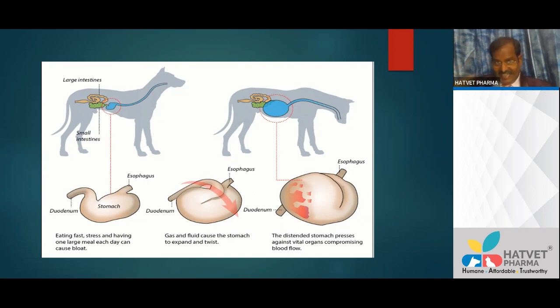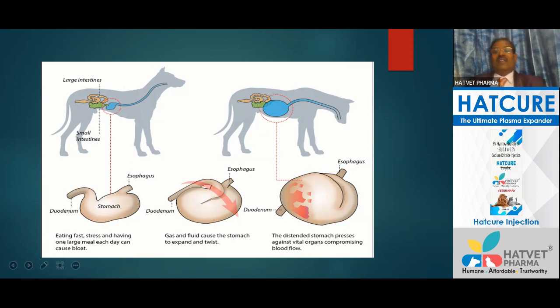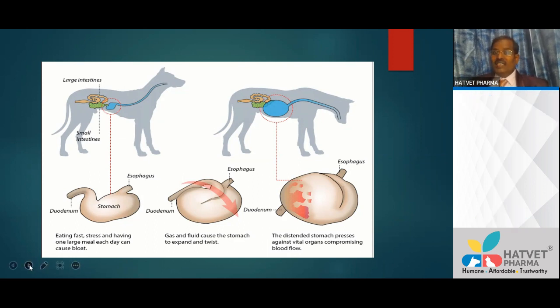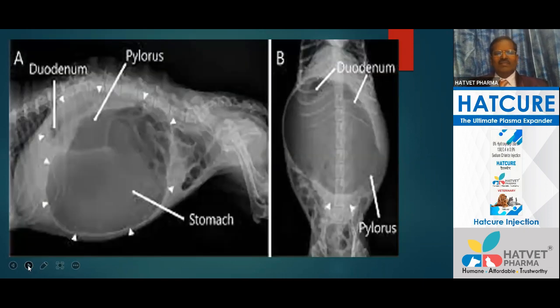If it is a GD, only a dilatation, then you can use a stomach tube and relieve the gas. If it's a GDV, using a stomach tube will aggravate the problem. That is the message to the practitioner. In a GDV case, don't do stomach tube intubation. You can do gastrocentesis. That's the message.